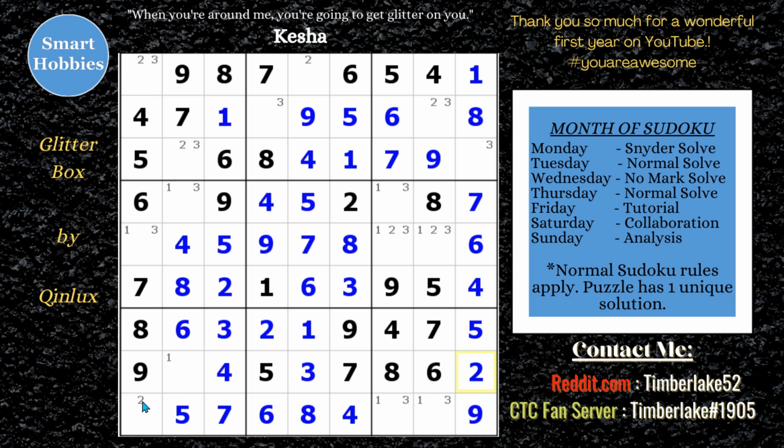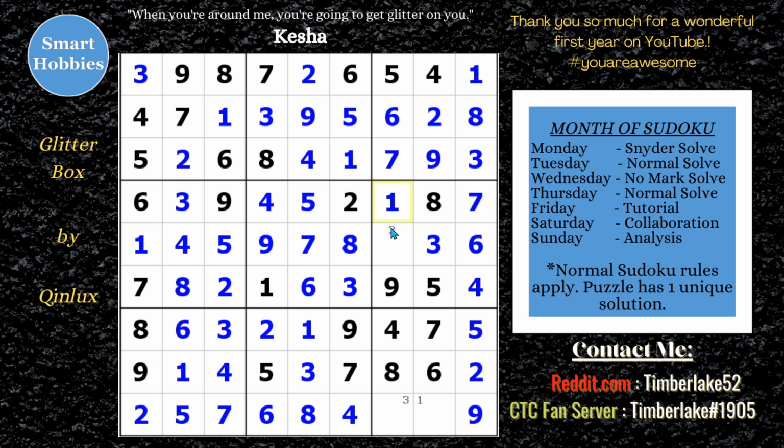Keen Lux, I love the puzzles you're making. I love what the other people are making. I've really enjoyed how much I've learned in Sudoku. Hopefully you found some benefit off of seeing me solve Glitter Box.